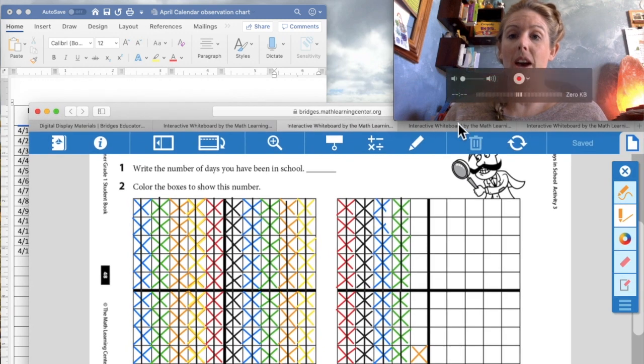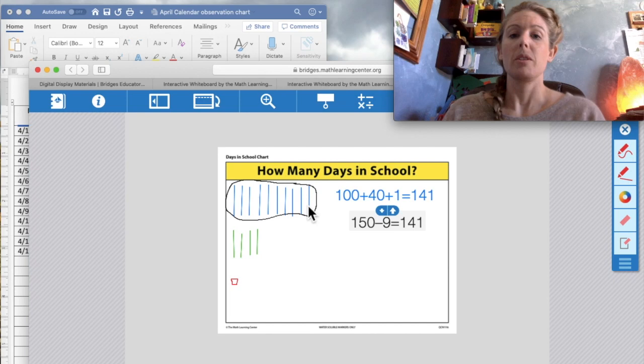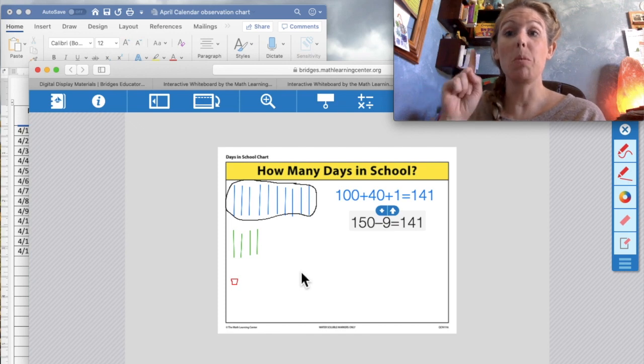Let's go and look at our chart here. We had our 100, our 10 tens here in a group. We have 4 tens, 10, 20, 30, 40, and we had our 1 little ones. So what are we going to have to change with our drawing today to make that into 142? That is correct. We need to put a ones down.